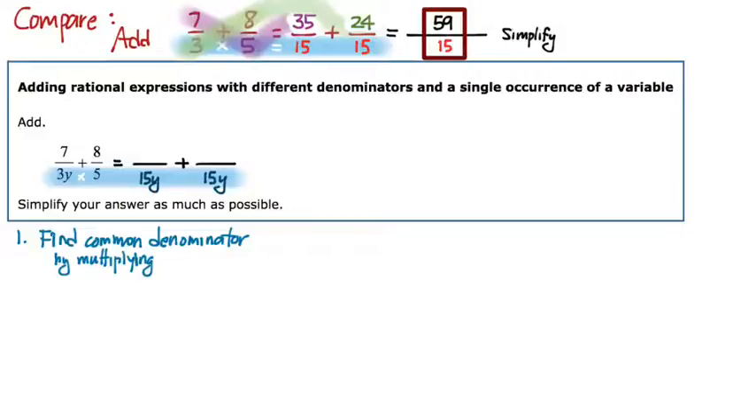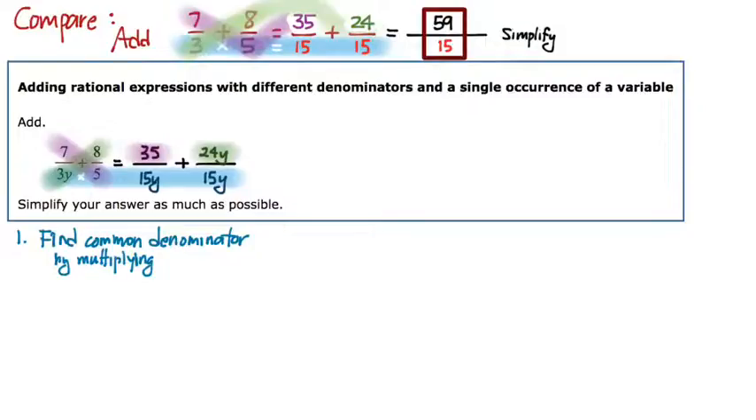Yeah, we're again going to multiply, take the cross products. So the first of my fractions, 7 over 3y, to find its new numerator, I'll multiply the 7 from the first fraction by the 5 from the second fraction. That's going to give me a new numerator here of 35. And for the second fraction, I'll do the opposite cross product. The 8 from the second and the 3y from the first. What's 8 times 3y? 24y.